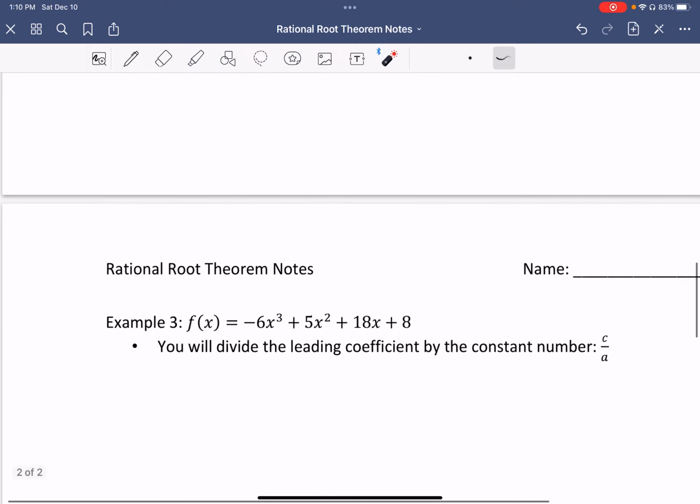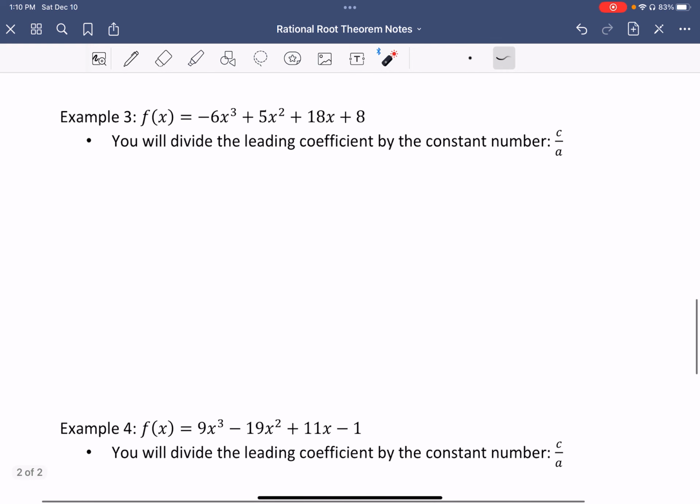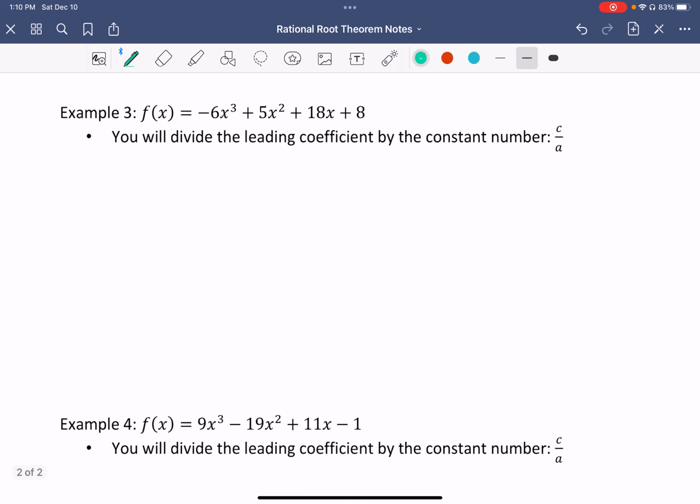So let's try another one. So again, look at the term that has the highest exponent to find the leading coefficient. We have negative 6x cubed, and then the constant number is the one that has no variable. So A is negative 6, and C is +8. Okay, so what number can you multiply to get 6? So you can do 1 times 6, but you could also do 2 times 3. So this one has more factors. Okay, so you can do 1 times 6 or 2 times 3 to get 6.